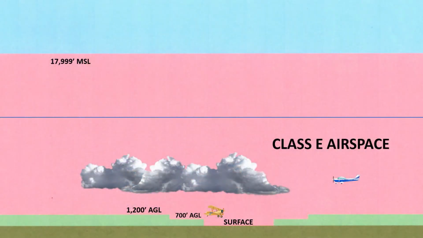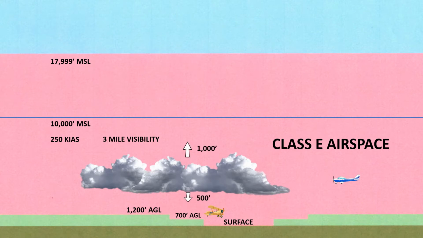So let's look at the cloud clearance and visibility requirements for Class E airspace, and let's discuss why it is the way it is. Remember that below 10,000 feet, you are restricted to an airspeed of 250 knots. You have a visibility requirement of 3 miles with 1,000 foot above, 500 foot below, and 2,000 foot horizontal from the clouds, or the 3152, just like we were seeing earlier and just like I told you to remember. But what's it there for?